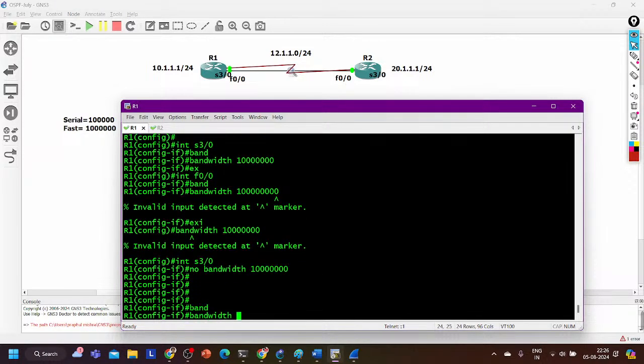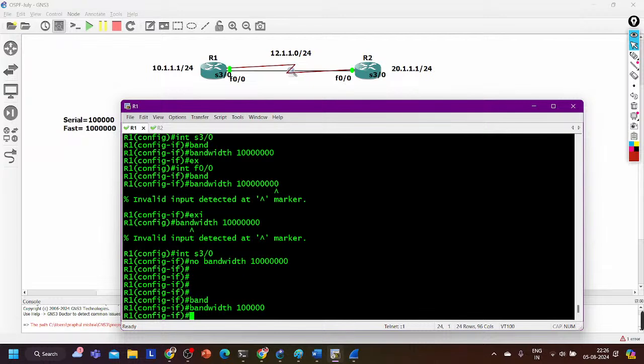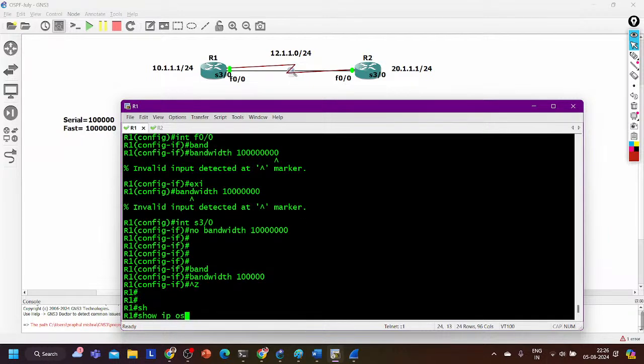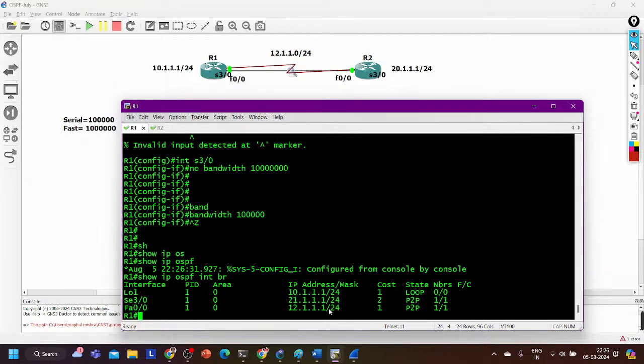And bandwidth on the serial link was what? 150. 5 times 0 means 100 Mbps. 245. Now, show IP OSPF interface brief. See, on the serial link cost is 2, on the fast Ethernet link cost is 1. That is correct. OSPF is working fine.